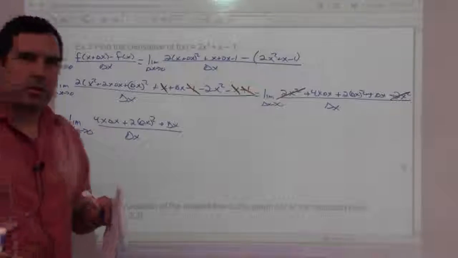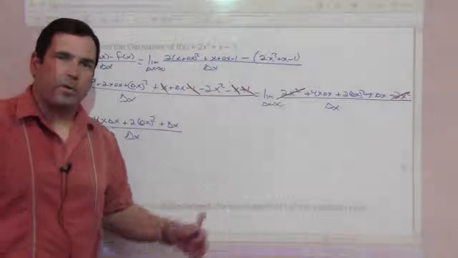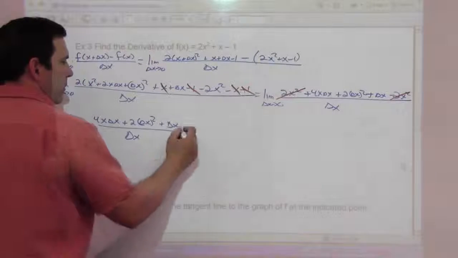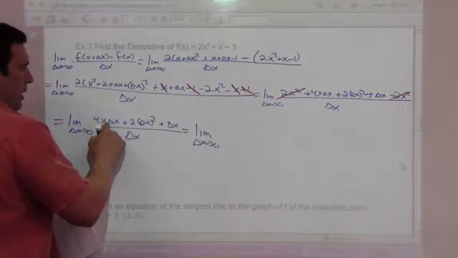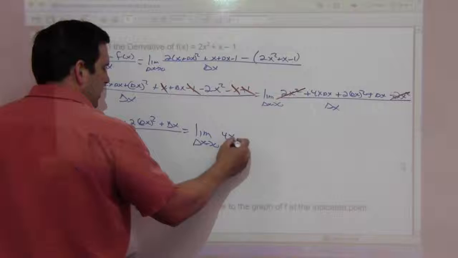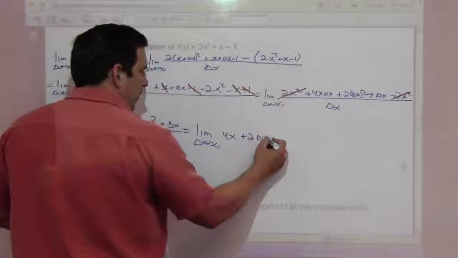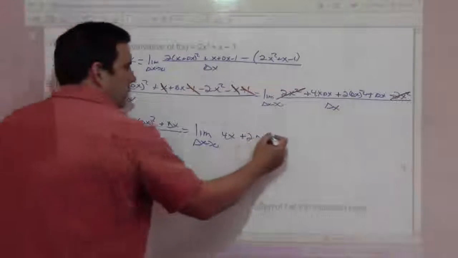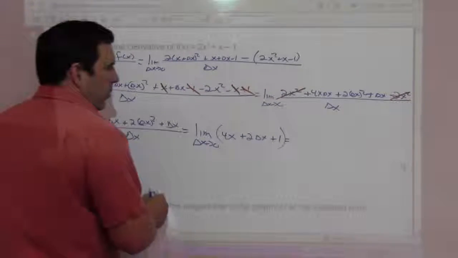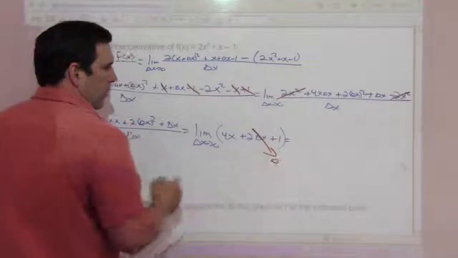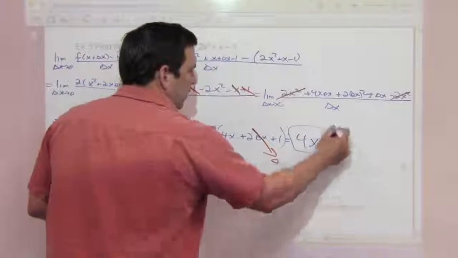And it's going to work out. If you do this right, you'll only have terms in the numerator with a delta x left in them, and then the delta x will divide out. 4x delta x over delta x is just 4x. 2 delta x squared over delta x is just 2 delta x. And then delta x over delta x is just 1. Now, as delta x goes to 0, our middle term goes away because that becomes a 0. And we're left with 4x plus 1.